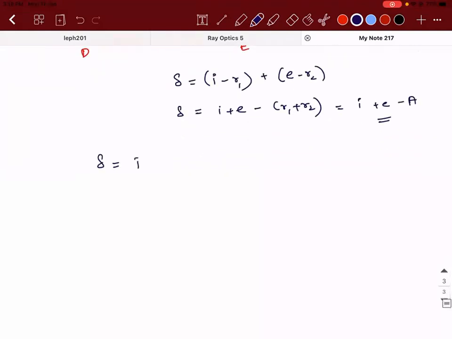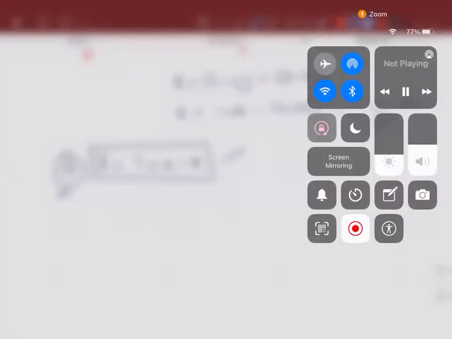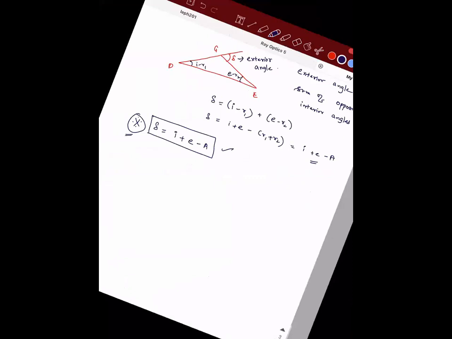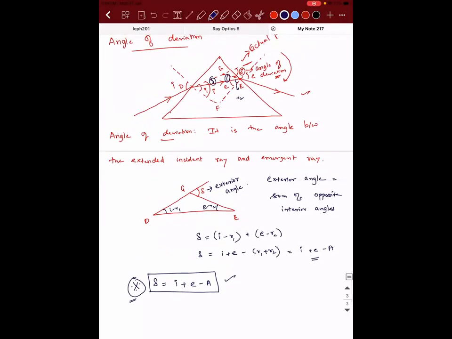So with this, we can conclude that delta is equal to the sum of the angle of incidence plus the angle of emergence minus the angle of the prism itself. This is another important formula that we are supposed to remember. Please make a note of it. If there is any doubt, get it clarified.